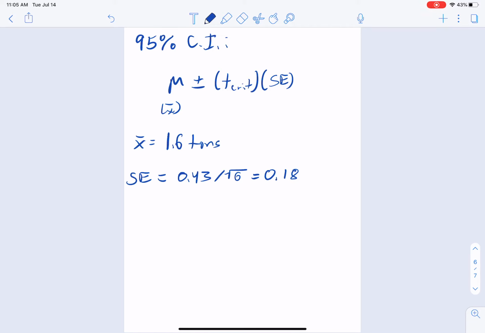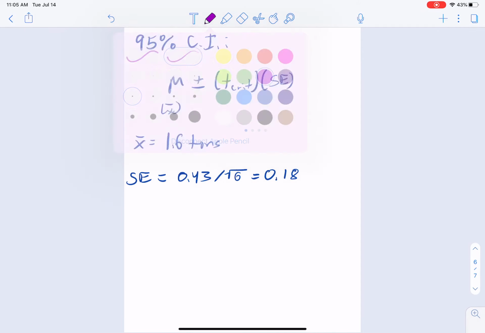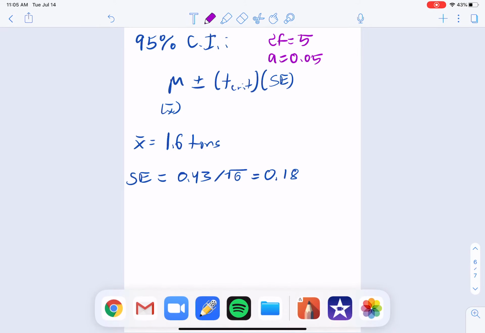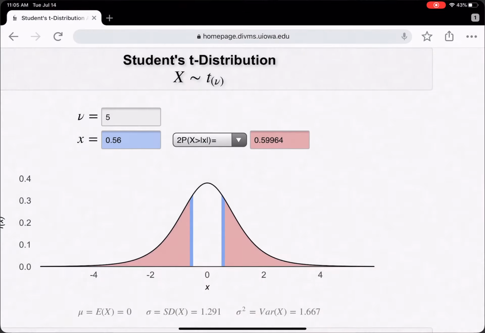Okay. So our standard error is 0.18, sample mean of 1.6. All we need to find is this t critical. Let me write out up here so we've got it. Our degrees of freedom equals 5, and our alpha is 0.05. A lot of fives. But that's all right. Let me go back here and clear this out.